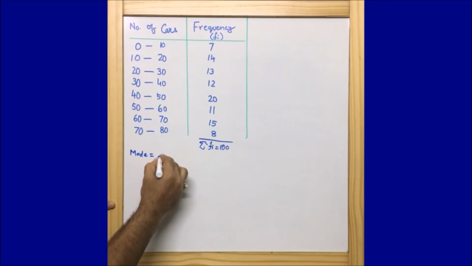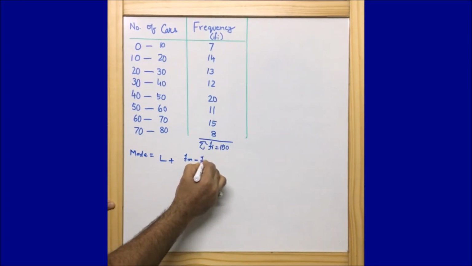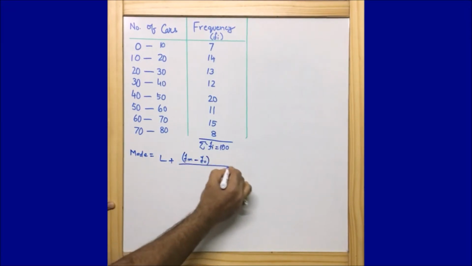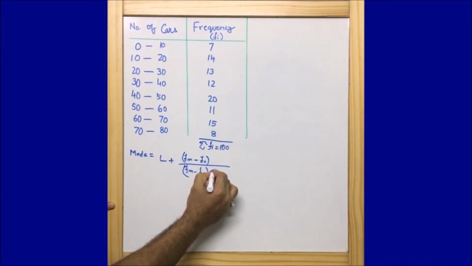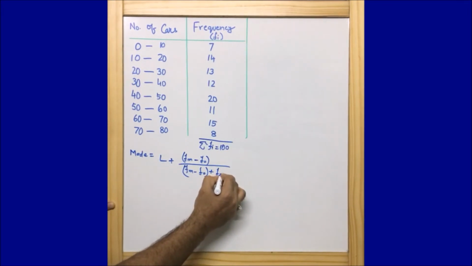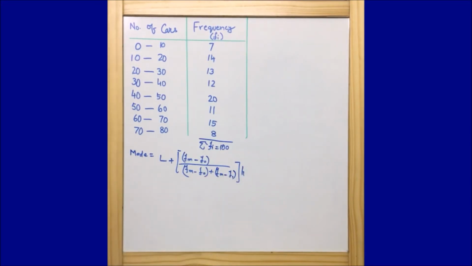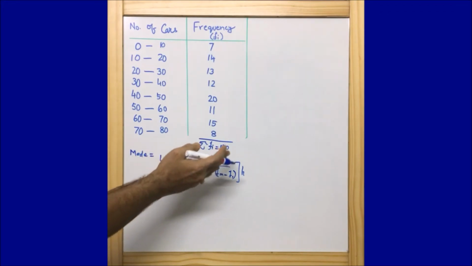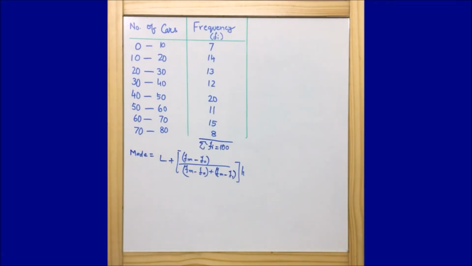Mode is equal to L plus (Fm minus F0) by (Fm minus F0) plus (Fm minus F1), into height. Okay, so this is the formula for mode. Now let us find out each element here. After finding out the value for each element, we will put the data in this formula, and it would be easy for us to find out the mode.